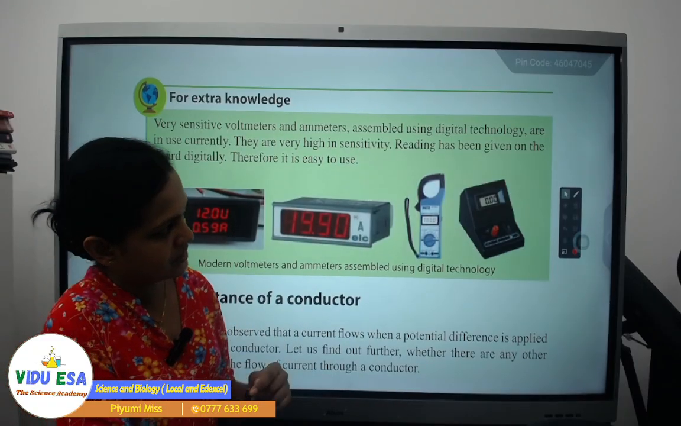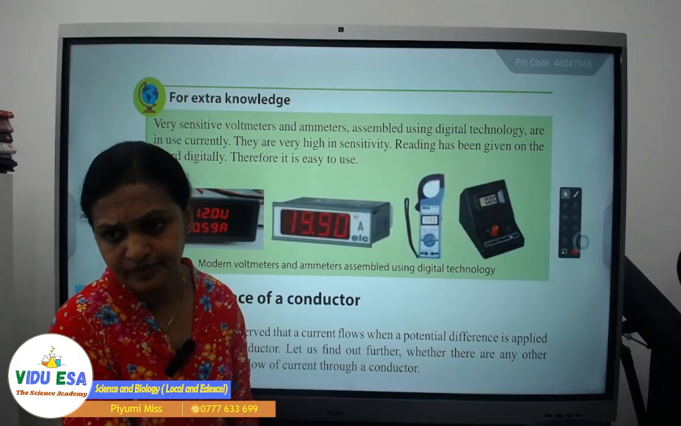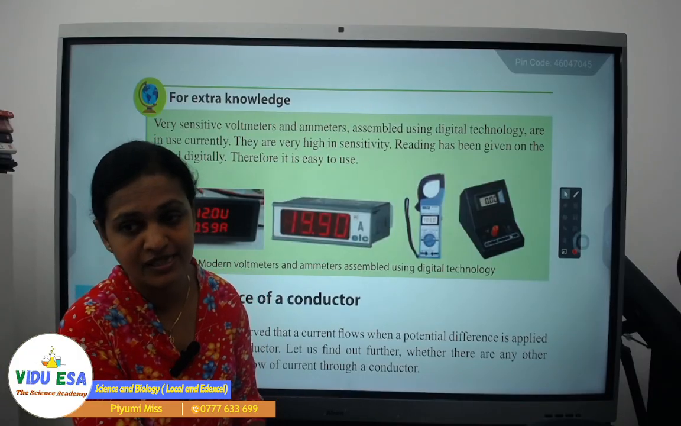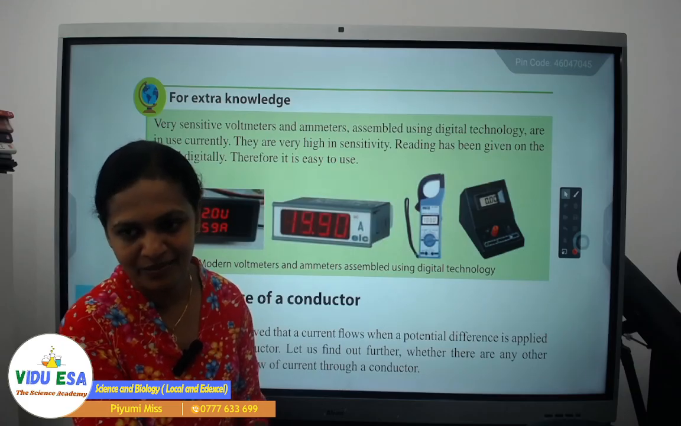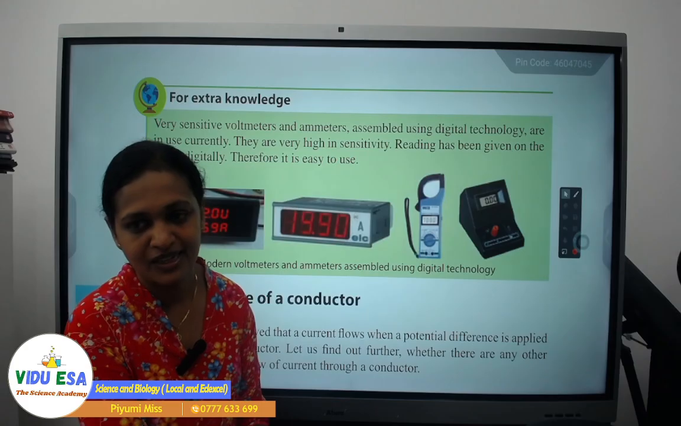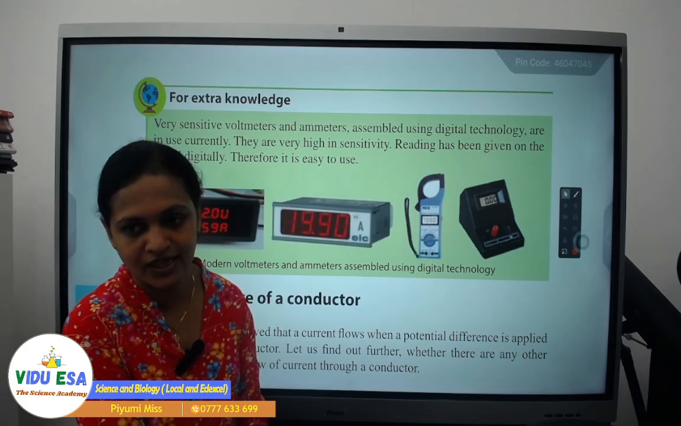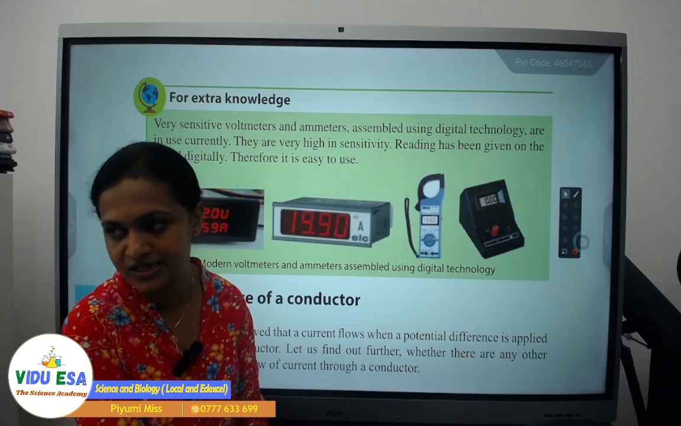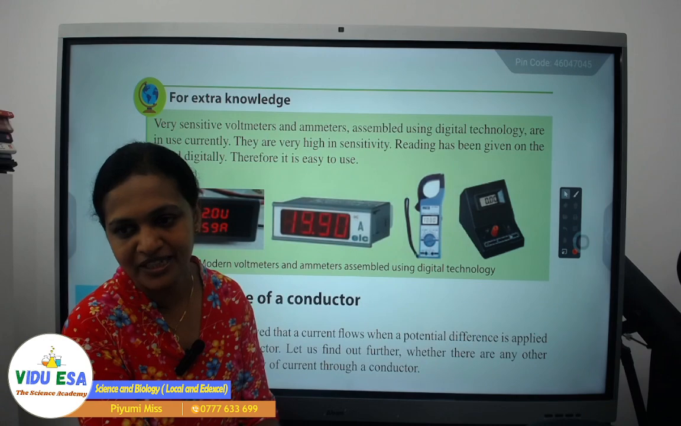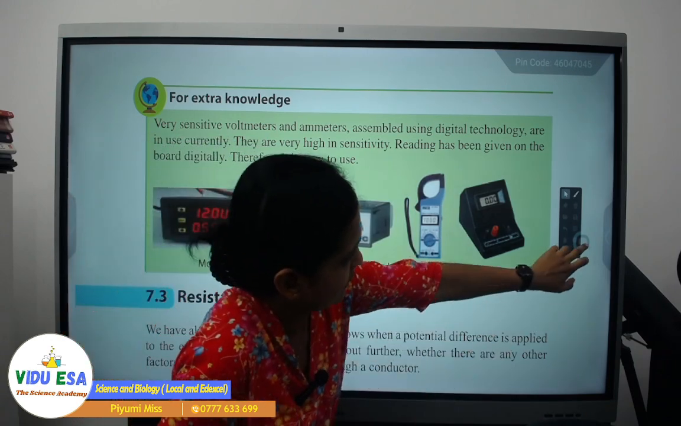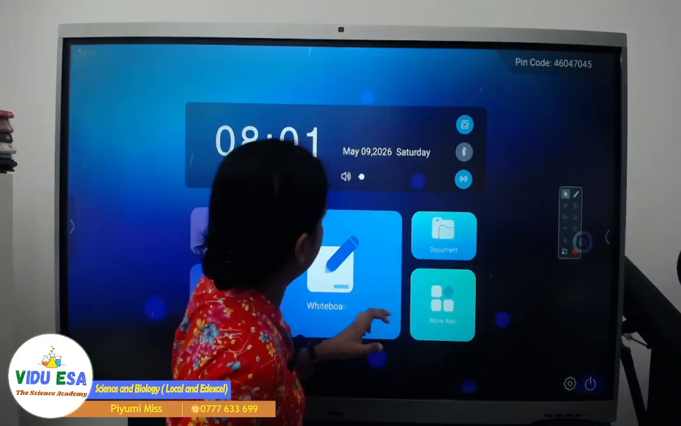So we have digital ammeters, voltmeters, and nowadays we have the multimeter as well. Multi means we can measure current, voltage as well as the resistance. All these things can be measured by using one device, that is the multimeter, right? I think I have given an image of a multimeter in the video.